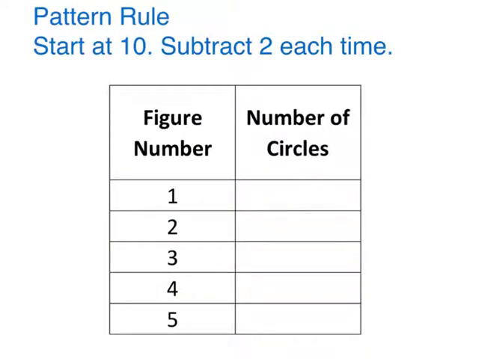So let's try another example. This time you are going to do the work. We're going to actually work backward in this example. I've given you the pattern rule, which says start at 10, subtract 2 each time, and you are going to fill in the table. You might want to draw yourself pictures of this pattern and how it's changing to help you, and then secondly, fill in the table below, or if you want, you can just jump straight into filling in the number of circles for each figure number. Remember, we start at 10, subtract 2 each time. So pause the video and come back and watch once your table is filled in.